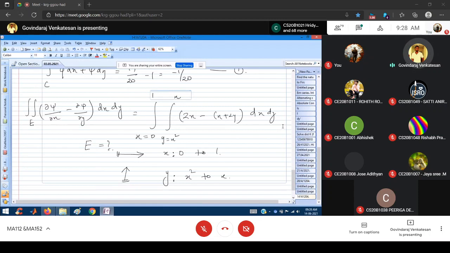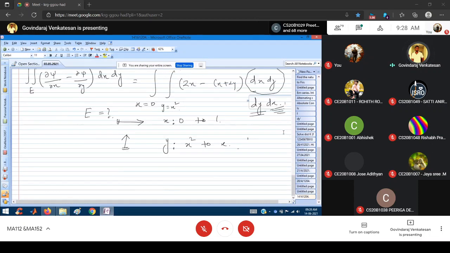Now I am making one small change. The limits are a function of x, so that should be reserved for y. So I can rewrite dx dy as dy dx. Since the y limits are defined in terms of x, you have to integrate everything with respect to y first. Then everything gives a function of x, and then you integrate with respect to x. That's why I'm changing dx dy into dy dx.